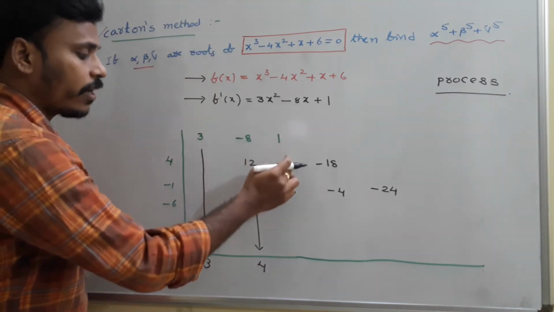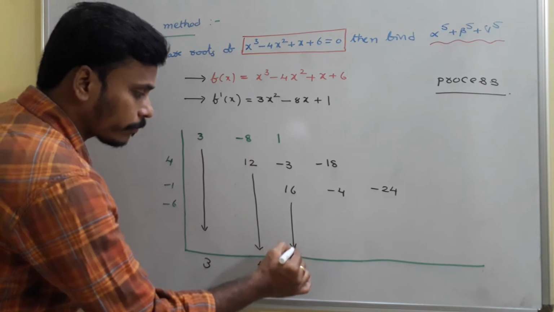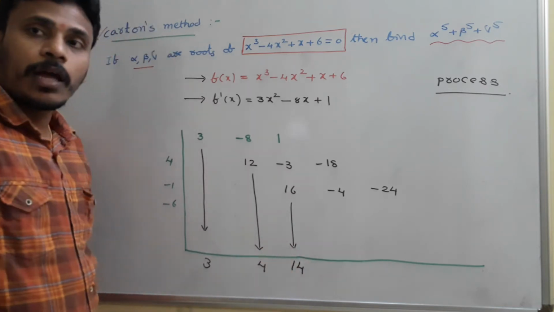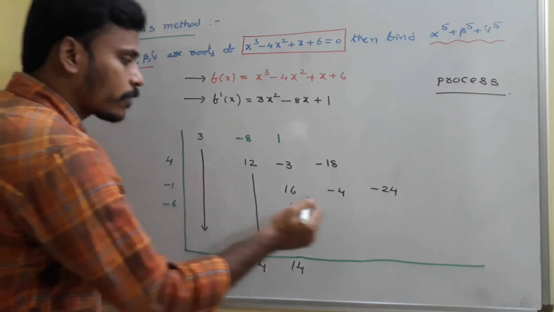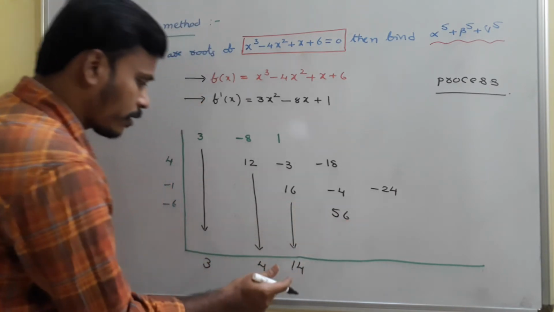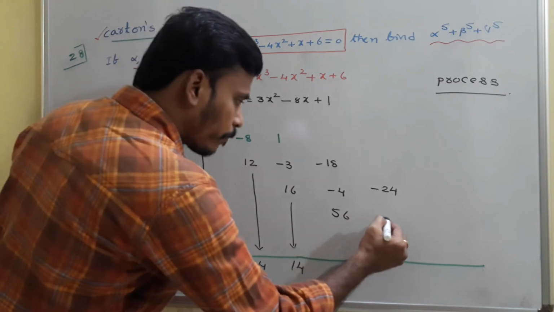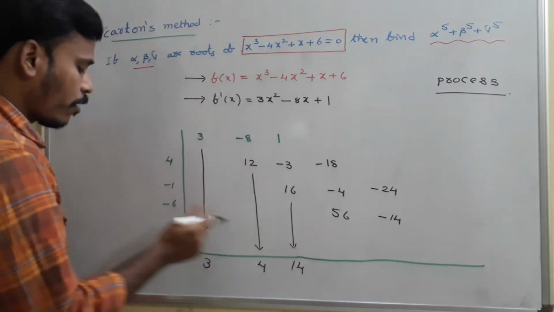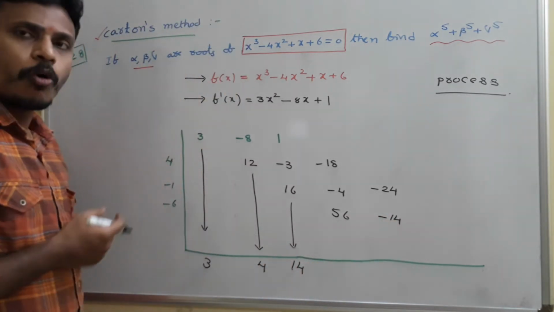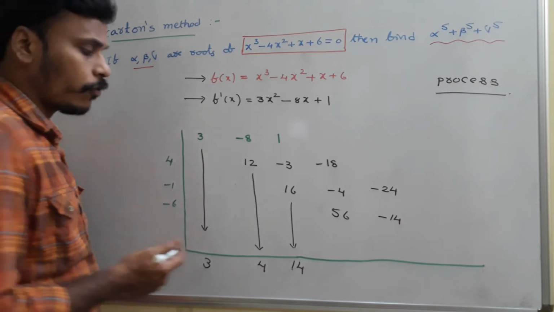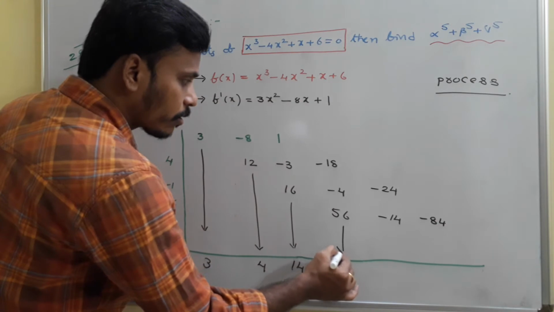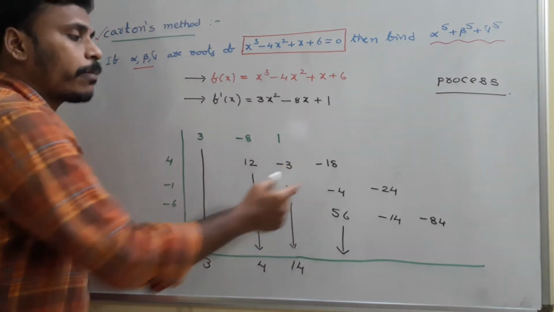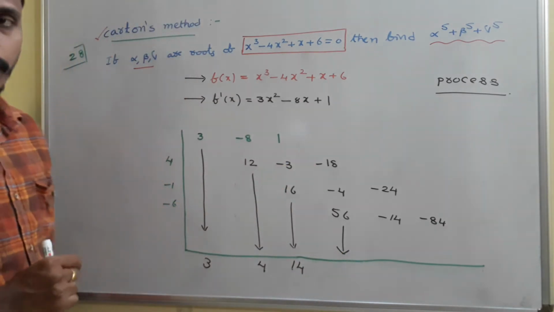6 plus 1 is 7, 7 minus 3 is 4. Now multiply this 4 with these three numbers. 4 fours is 16. 4 into minus 1 is minus 4. 4 into minus 6. So how much is it? Minus 24. Add all these things. Minus 18 minus 4 is minus 22.